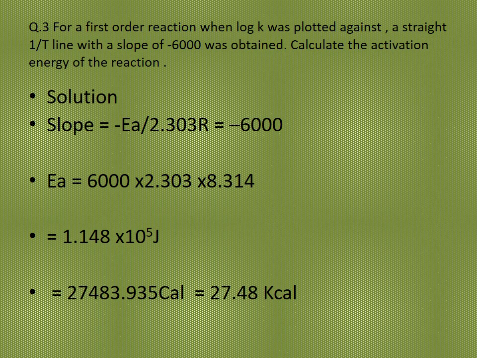When we put the value, we obtain Ea. Because this slope is also minus, when we put minus 6000, the minus minus will be cancelled and Ea is equal to 6000 into 2.303 into 8.314. So when we multiply it, we obtain the value of Ea equal to 1.148 into 10 to the power 5 joule. It is our activation energy for the reaction.